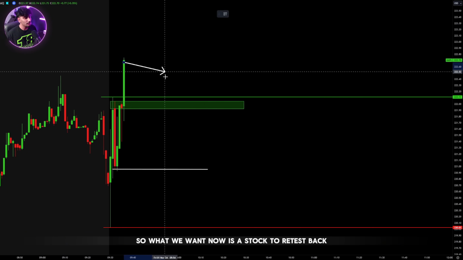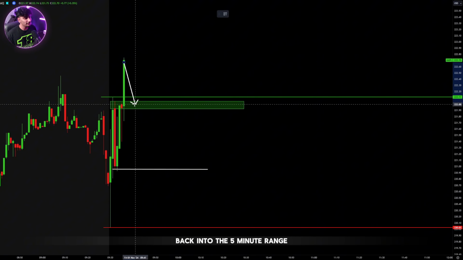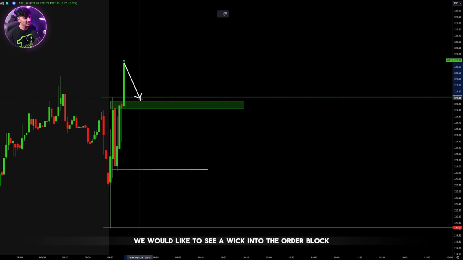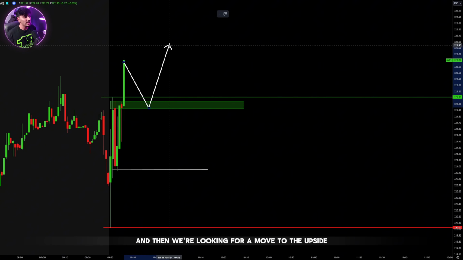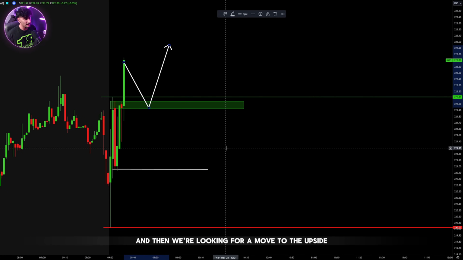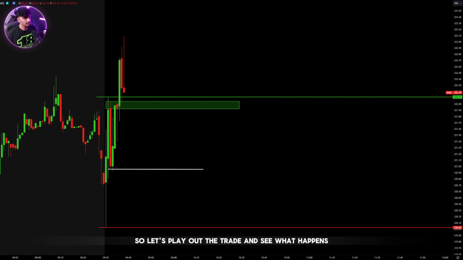So what we want now is a stock to retest back into the 5-minute range, but at the same time, we would like to see a wick into the order block, and then we're looking for a move to the upside. So let's play out the trade and see what happens.